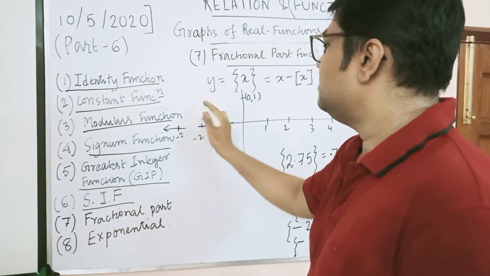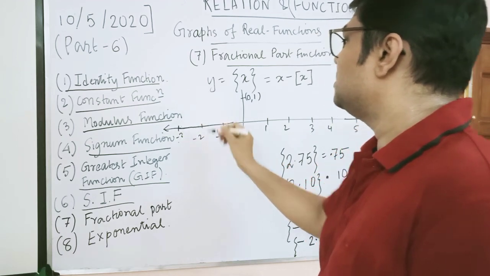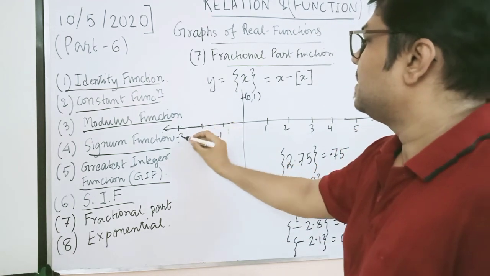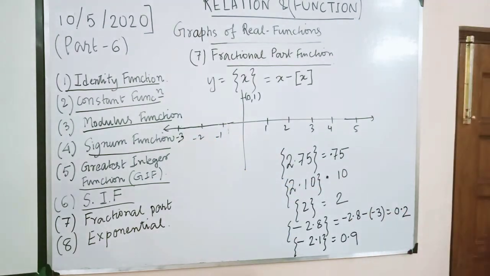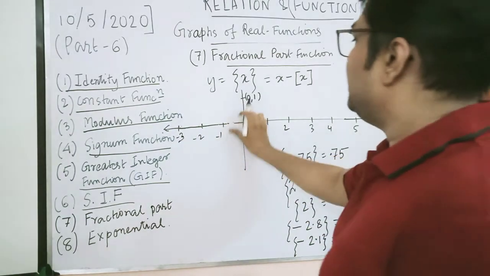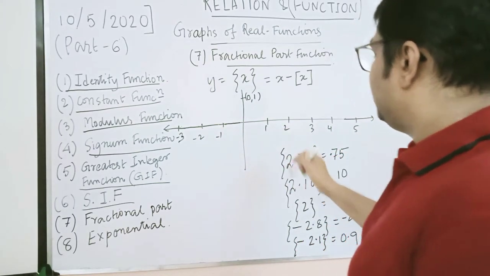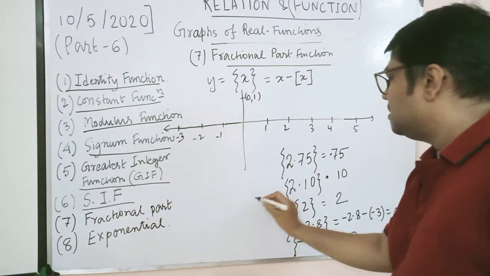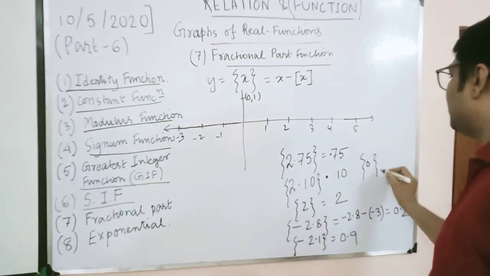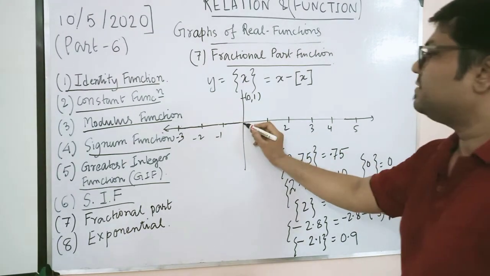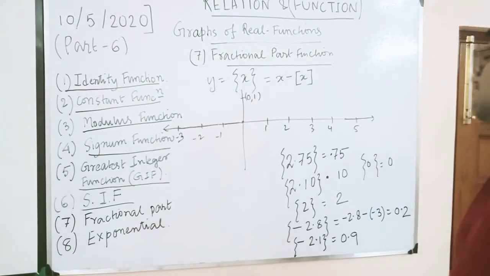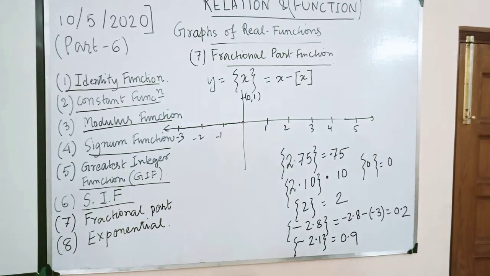Okay, so these are the values. My drawing is not good. So what will happen when I draw this? 0 will give you 0. Remember, 0 will give you 0. So this value is taken. But if I put 1, that also will give you 0.